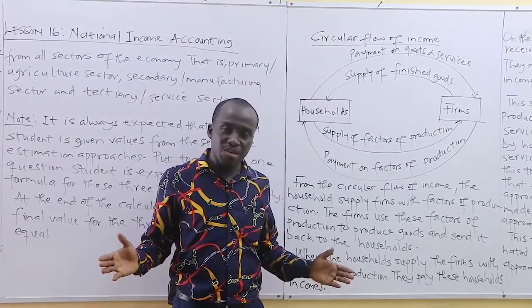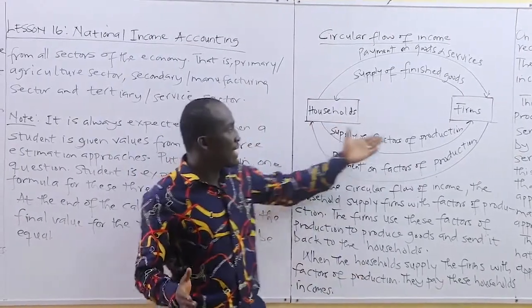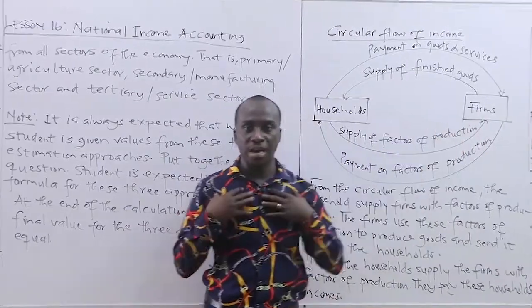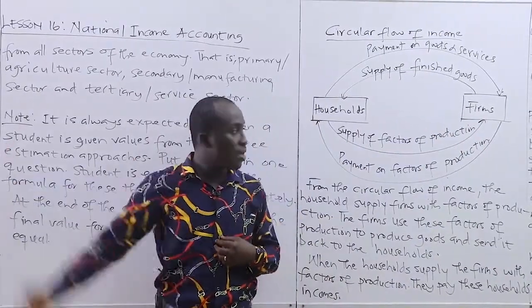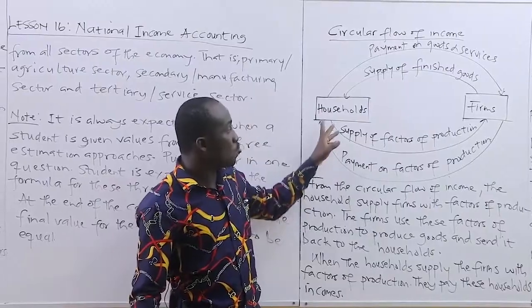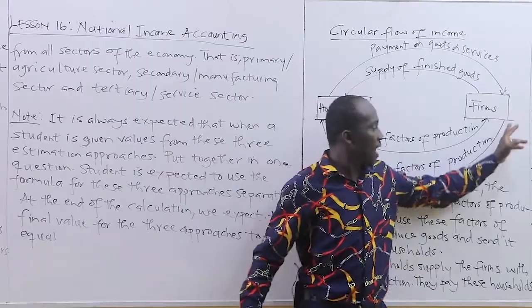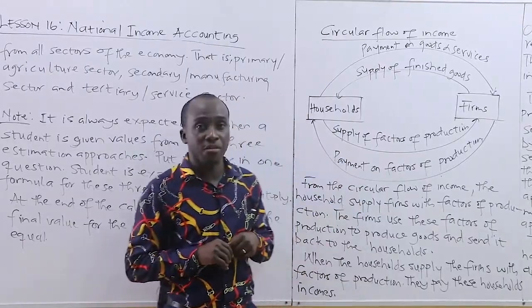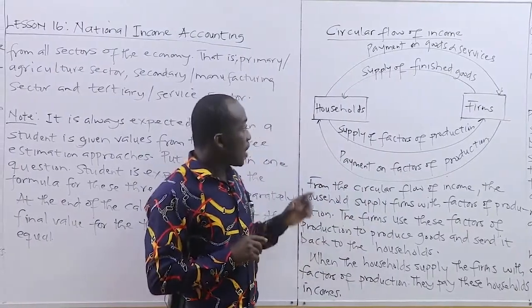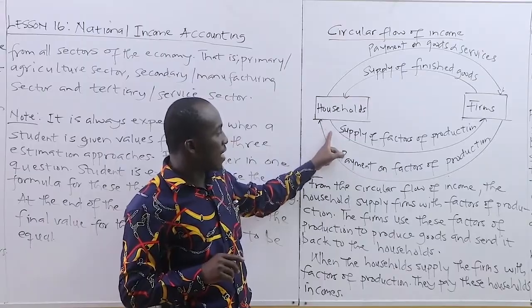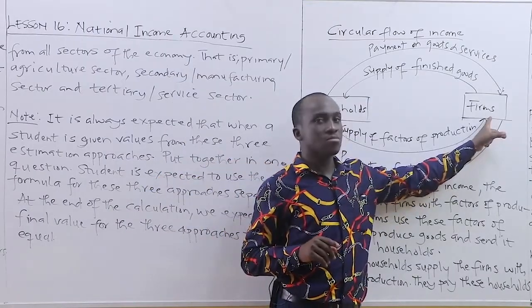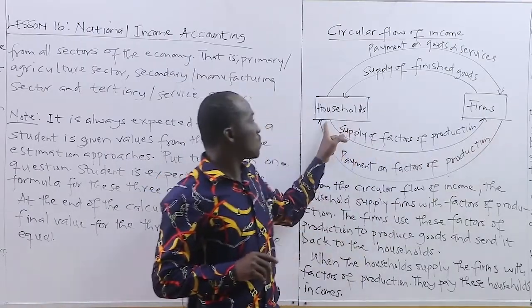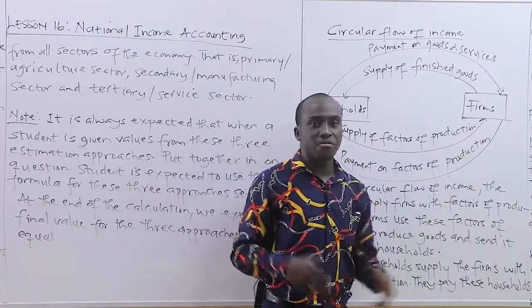Circular flow of income is basically an interaction between the household and the firms. Who is the household? I'm the household. Unilever is a firm. Let's look at what we have here. You should know where the arrow is moving and where the arrow is coming from. That is something you should try to understand very explicitly. Household: households supply the firms with factors of production. You see the arrow? It moves from the household to the firm. We supply them factors of production.